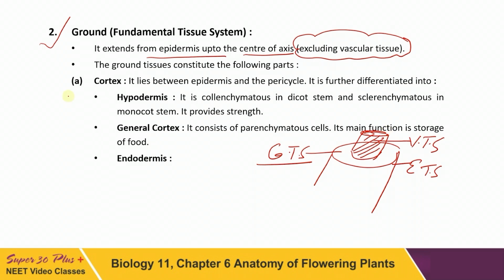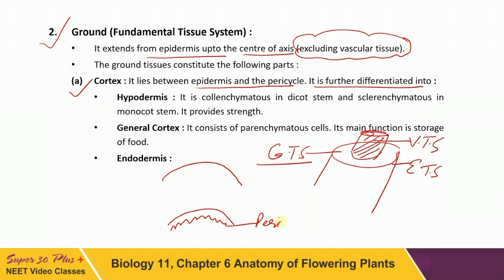It is made up of cortex. Cortex is in between the epidermis and the pericycle. It is further differentiated. You can see here, this is the epidermis, then we have the endodermis, and this one is the pericycle. Remember, this one is the pericycle. It lies inside the endodermis. Remember, this one is the epidermis. So all tissue in between the epidermis and pericycle.